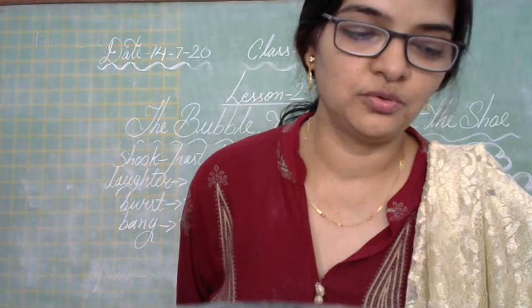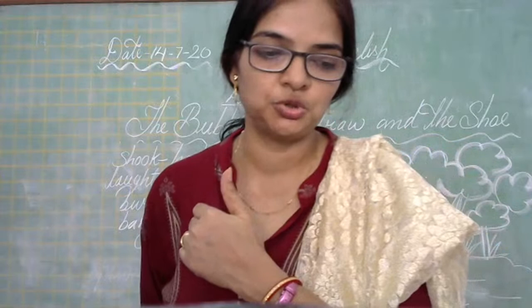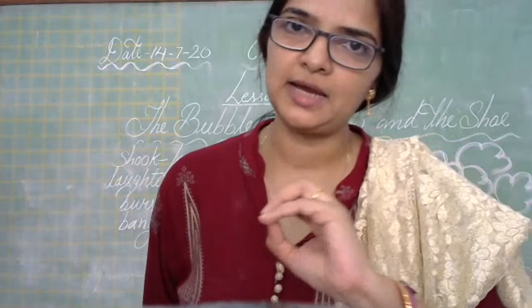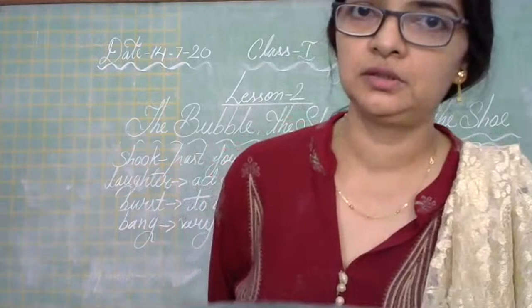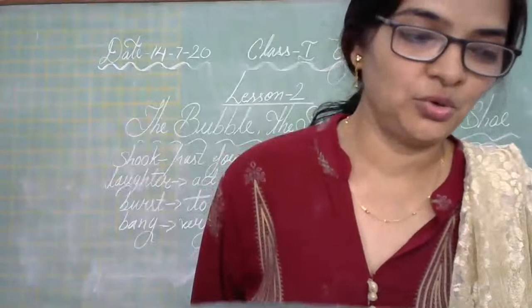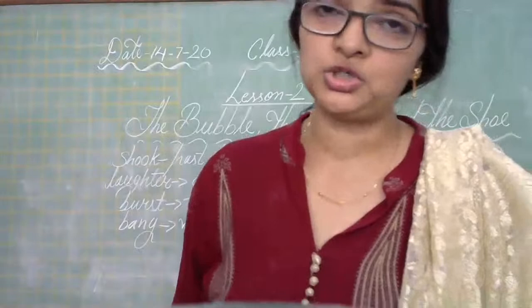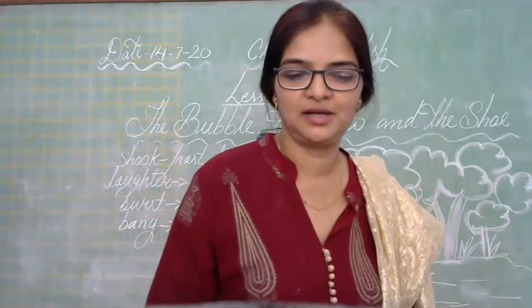I am giving you one more homework. In my previous video I taught you 2 letter words and 3 letter words, so you underline all the 2 letter words and 3 letter words in this lesson and write them in your rough notebook. These are the 2 homeworks I'm giving you. So children, I hope you read this story and try some activities in your drawing book. You draw a picture of shoe, bubble and straw and color it. In the next video I will ask you some questions, so be ready for that.